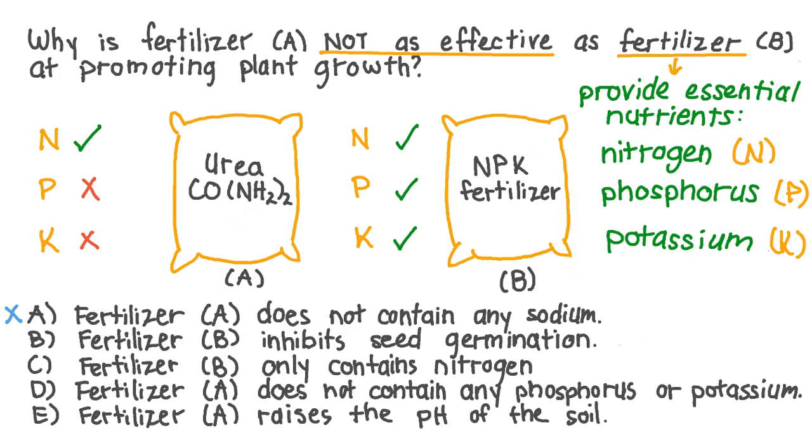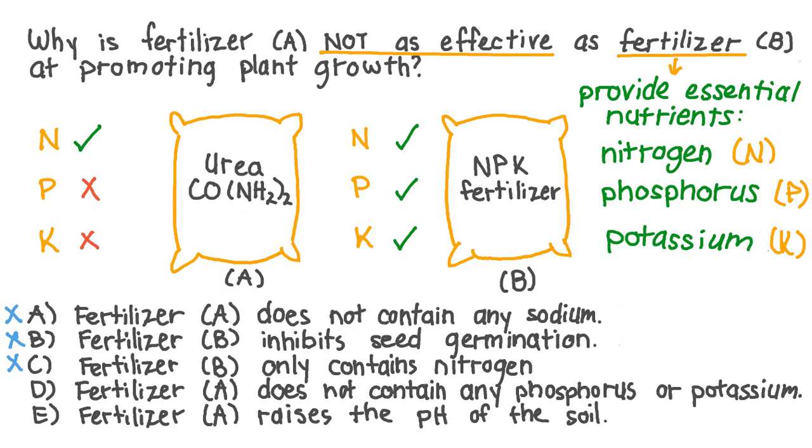Answer choice B says that fertilizer B inhibits seed germination. Nitrogen-containing fertilizers do inhibit seed germination, so you should take care not to apply too much nitrogen-containing fertilizer too close to when seeds should germinate. But both fertilizer A and fertilizer B contain nitrogen, so this isn't correct either. Answer choice C says that fertilizer B contains only nitrogen. This statement is not true. Fertilizer B contains nitrogen, phosphorus, and potassium because it's an NPK fertilizer.